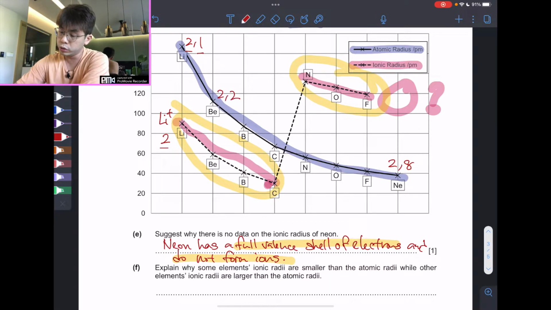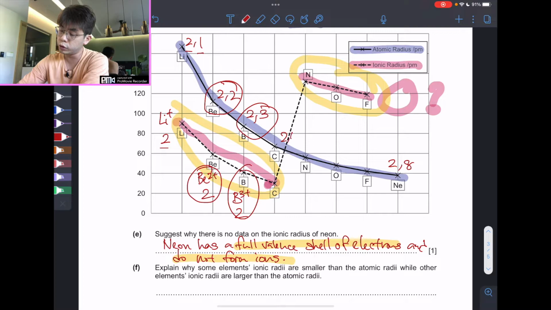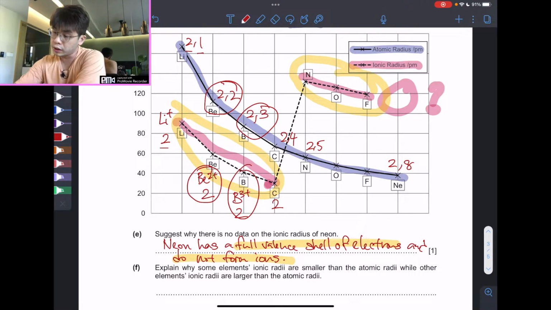Beryllium is 2.2, and the beryllium 2 plus ion would be just 2 again. So you can see the beryllium atom has 2 shells, the beryllium ion has 1 shell. Boron is 2.3, and the boron ion B3 plus would have just 2. So again, 2 shells, 1 shell. Carbon is also the same, 2.4, so this is 2 shells, 1 shell. Then what about nitrogen? The nitrogen atom is 2.5, and because we have 5 electrons, I will not lose the 5 electrons, I will gain 3. So the nitride ion, N3 minus, is 2.8.